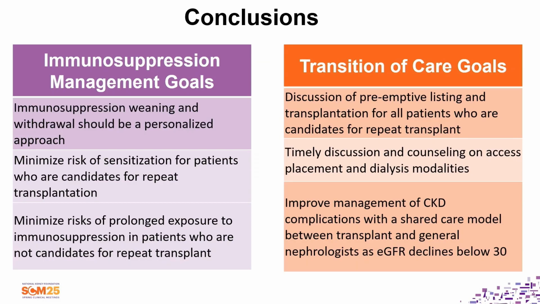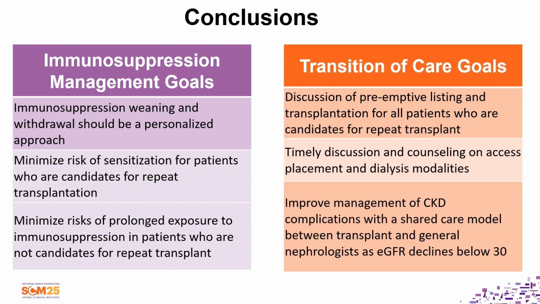So, conclusion. Sorry about skipping through those, but the slides are available if anybody wants them. Two things we really want to focus on: immunosuppression management goals and transition of care goals. Our goal really is to come up with a personalized weaning approach, to minimize sensitization for patients who are repeat transplant candidates. However, for patients who may not get a repeat transplant, minimize the risks of prolonged exposure. So there's no one right way to do it.